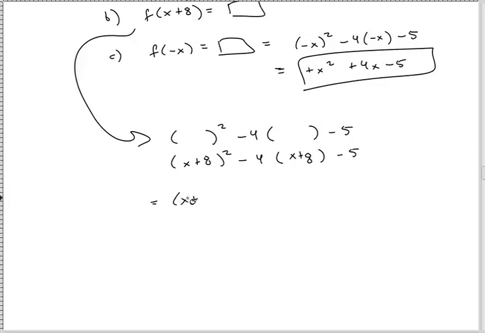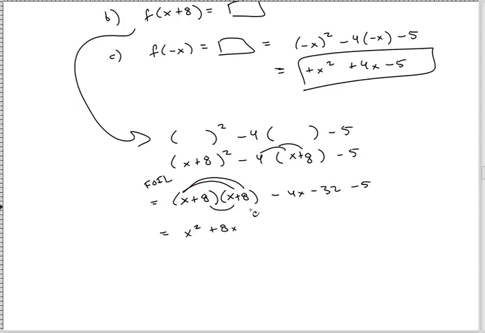I got x plus 8, x plus 8, and here I'm going to distribute the 4, so 4x minus 32, and then minus the 5. This one here you have to FOIL, and so x times x is x squared. x times the 8 is 8x. 8 times x is another 8x, and then 8 times 8 is 64. Just copying down all the other stuff.